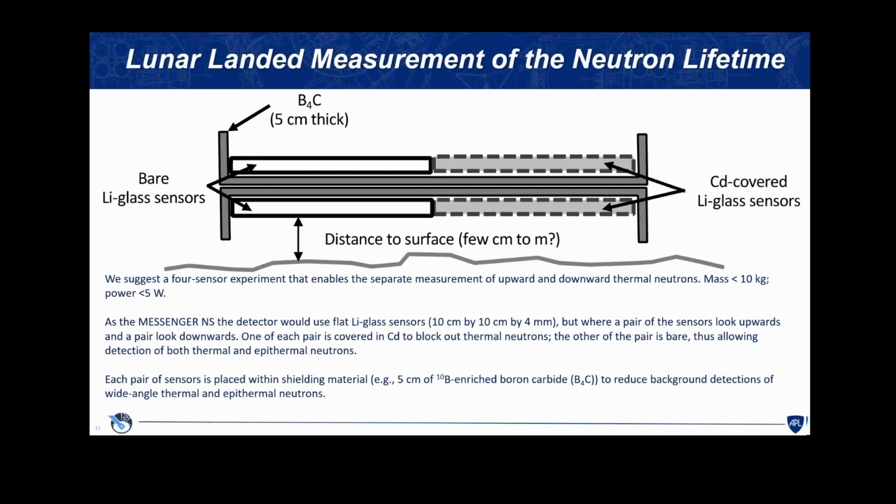So this instrument would function anywhere on the lunar surface, but it would be ideally placed in the highlands because you get much better statistics there due to the higher thermal neutron count rate. It would also be advantageous if it could be placed on a region of the lunar surface that has relatively little composition variation, spatially on sort of kilometer scales. And that would be done in order to minimize the difference between the upward going and downward going flux that was caused by composition rather than lifetime.